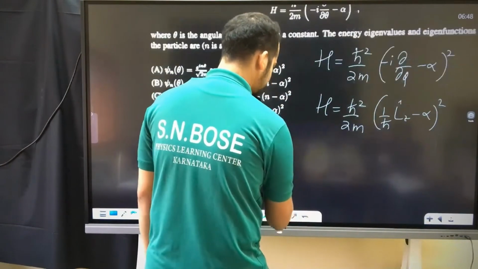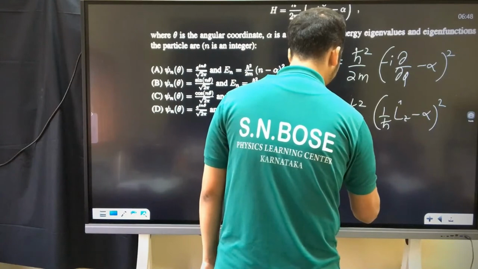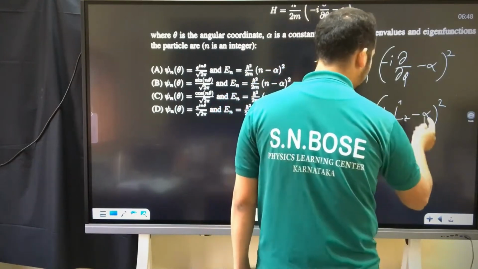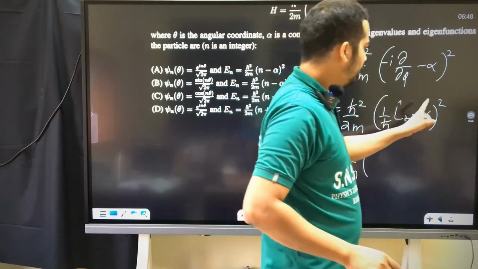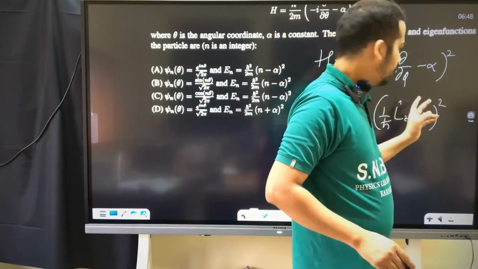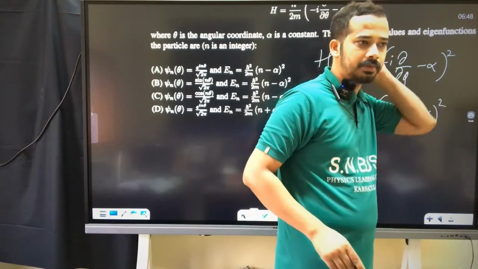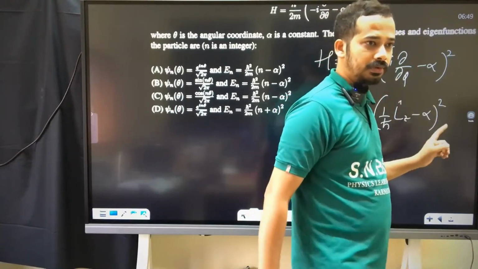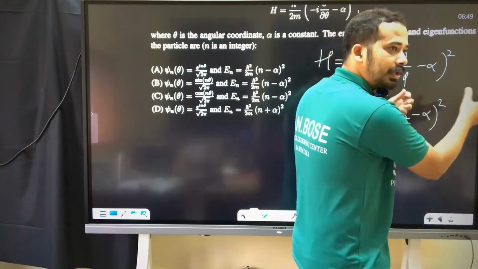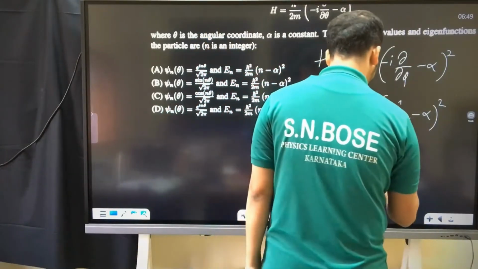So that is nothing but h bar square by 2m. What is this whole square? Lz and alpha into I, you can take identity. This whole thing is an operator. Am I right? So they commute. You can write a square plus b square plus 2ab. When they commute, if both are operators, then be careful while taking the square. Can I write like this?